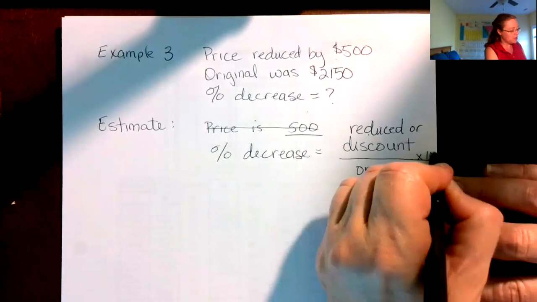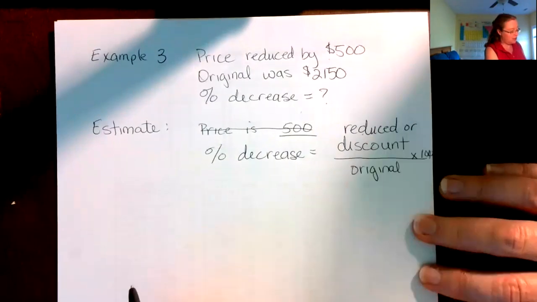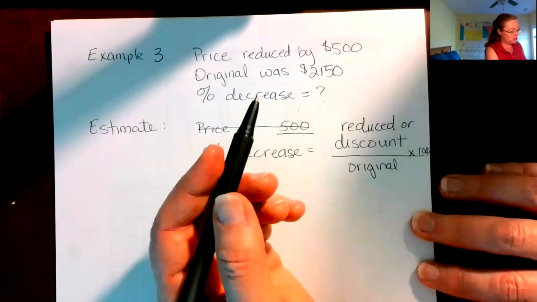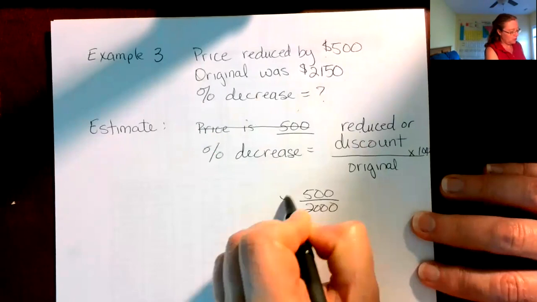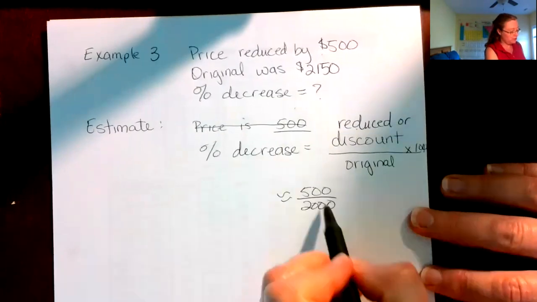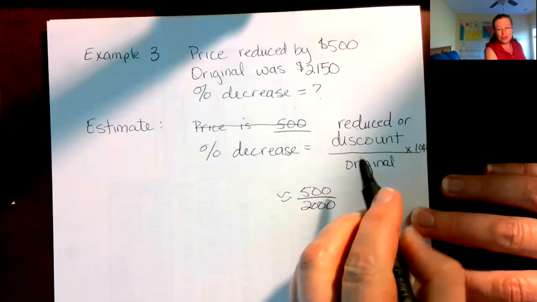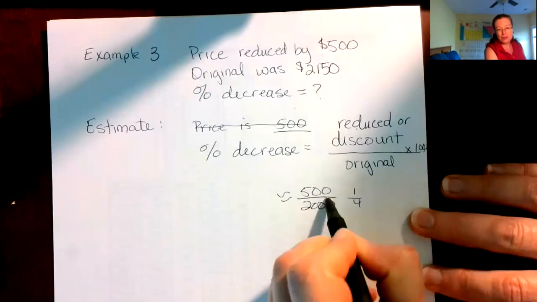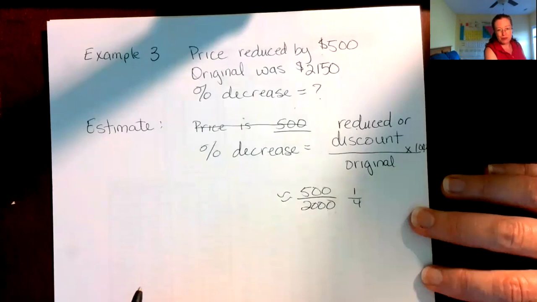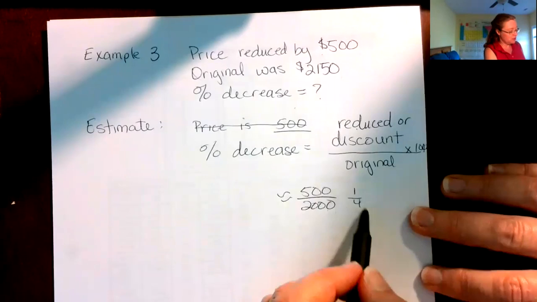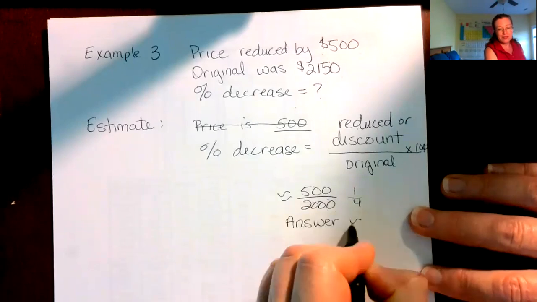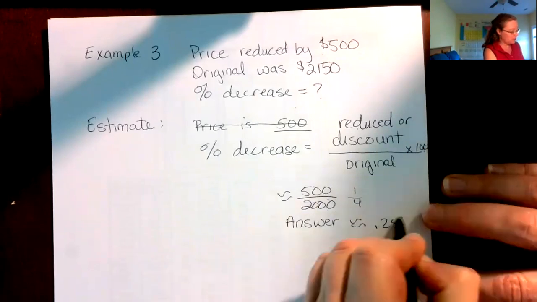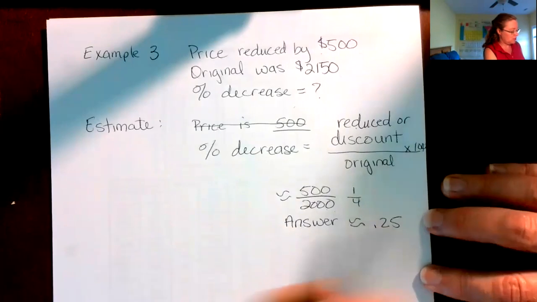Okay, well, what if this was 2,000? I'd have 500 and 2,000. Do you see how this is 1/4 of the original amount? The percent decrease in the price is about 1/4 of the amount. So our answer is going to be approximately 0.25. Not exactly, but times 100, sorry. So approximately 25%.